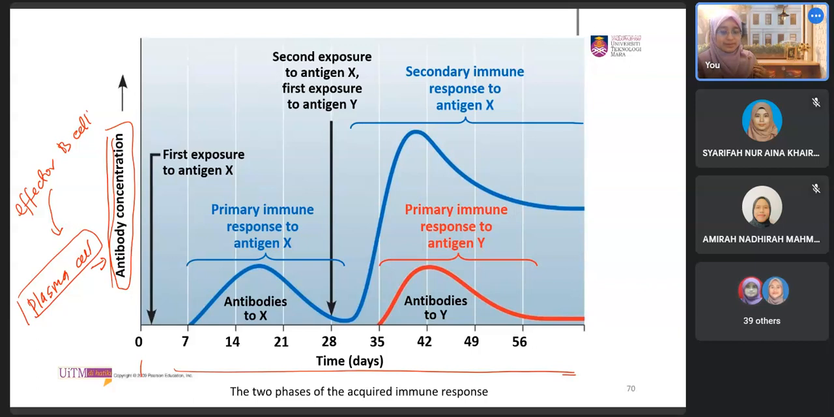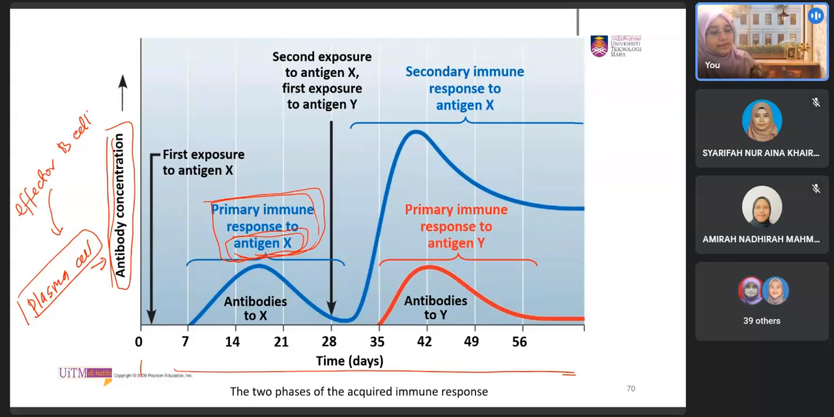So if the virus is circulating or roaming in your body fluid, your blood, your interstitial fluid, your limbs, the antibody will bind to that specific pathogen. So as you can see, for the primary immune response to antigen X, so antigen X, for the first time it enters into your body.